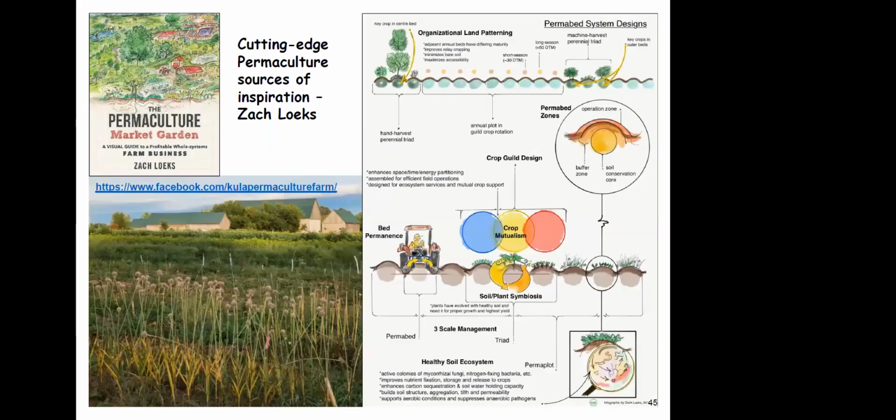These are some of the cutting edge folk out there. There's a youngster called Zach Loops who's written this amazing book called The Permaculture Market Garden. And he's a shining example of how to make a reasonable living on a small holding. Read his book. It's beautifully illustrated and extremely practical. There's no wishy-washy stuff about him. He's tried and tested his approaches.